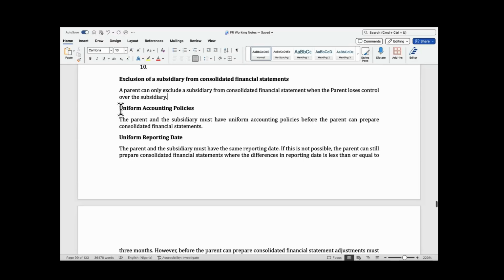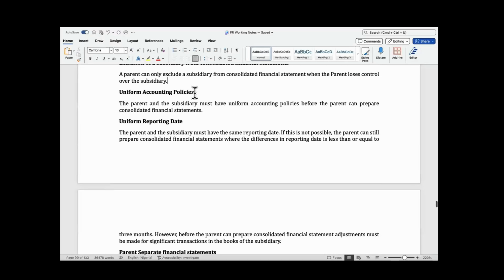And also, you need to have the same accounting policies with all your subsidiaries before you can consolidate. If this is not possible, you need to make adjustments to the subsidiary's accounts just so that they are ready for consolidation. But primarily, there has to be uniform accounting policies.